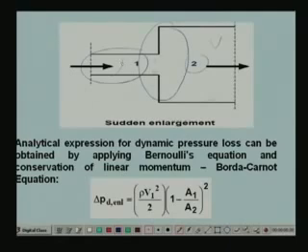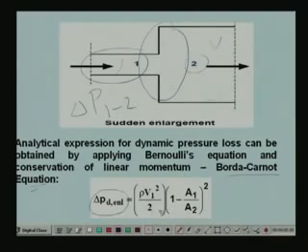Okay, for this kind of sudden enlargement, analytical expressions for dynamic pressure loss have been obtained using Bernoulli's equation and from conservation of linear momentum. Okay, of course, this analytical expression is subjected to certain assumptions, and the analytical expression is known as Borda-Carnot equation. Okay, so the Borda-Carnot equation gives the dynamic pressure loss due to sudden enlargement, that means from point 1 to 2, that is delta P 1 minus 2, right.